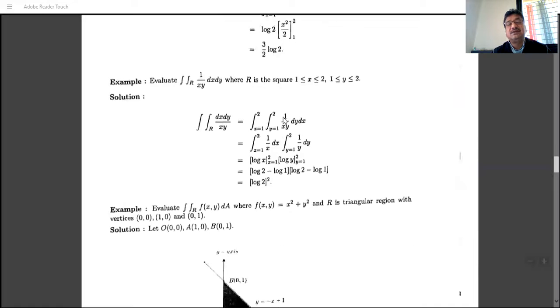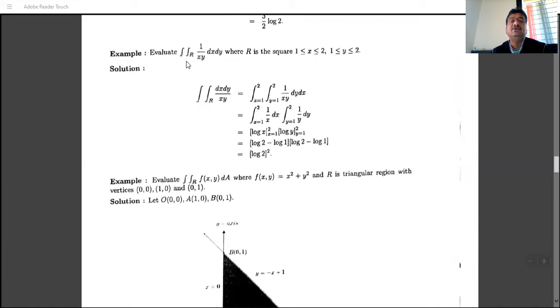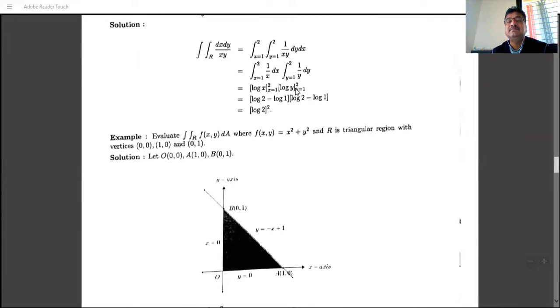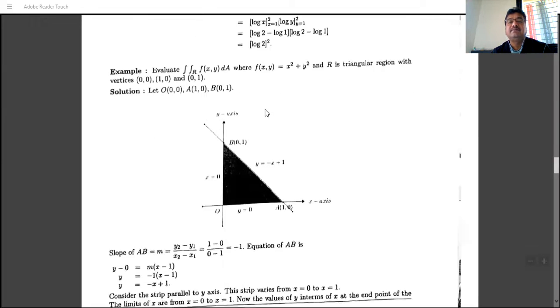The next problem: evaluate the double integral over R of 1/(xy) dx dy, where R is the region where x runs from 1 to 2 and y runs from 1 to 2. So integrate either with respect to y first or x first. We get this answer: (log 2) squared.